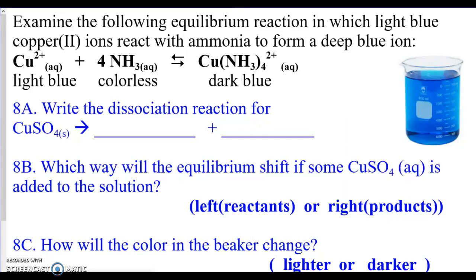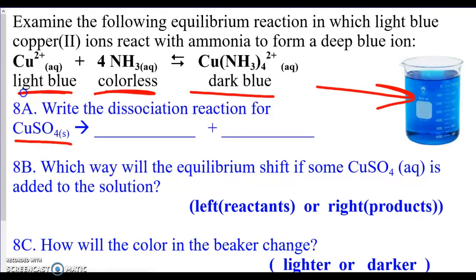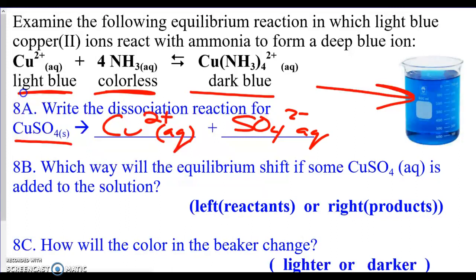For this next reaction, we're on the back side. This is a light blue color, this is colorless, and this is a dark blue color. This is the color at equilibrium. The first thing it wants us to do is write the dissociation reaction for copper 2 sulfate. Try that. Pause the video. Cu2 positive aqueous, SO4 2 minus aqueous. That is the dissociation reaction.